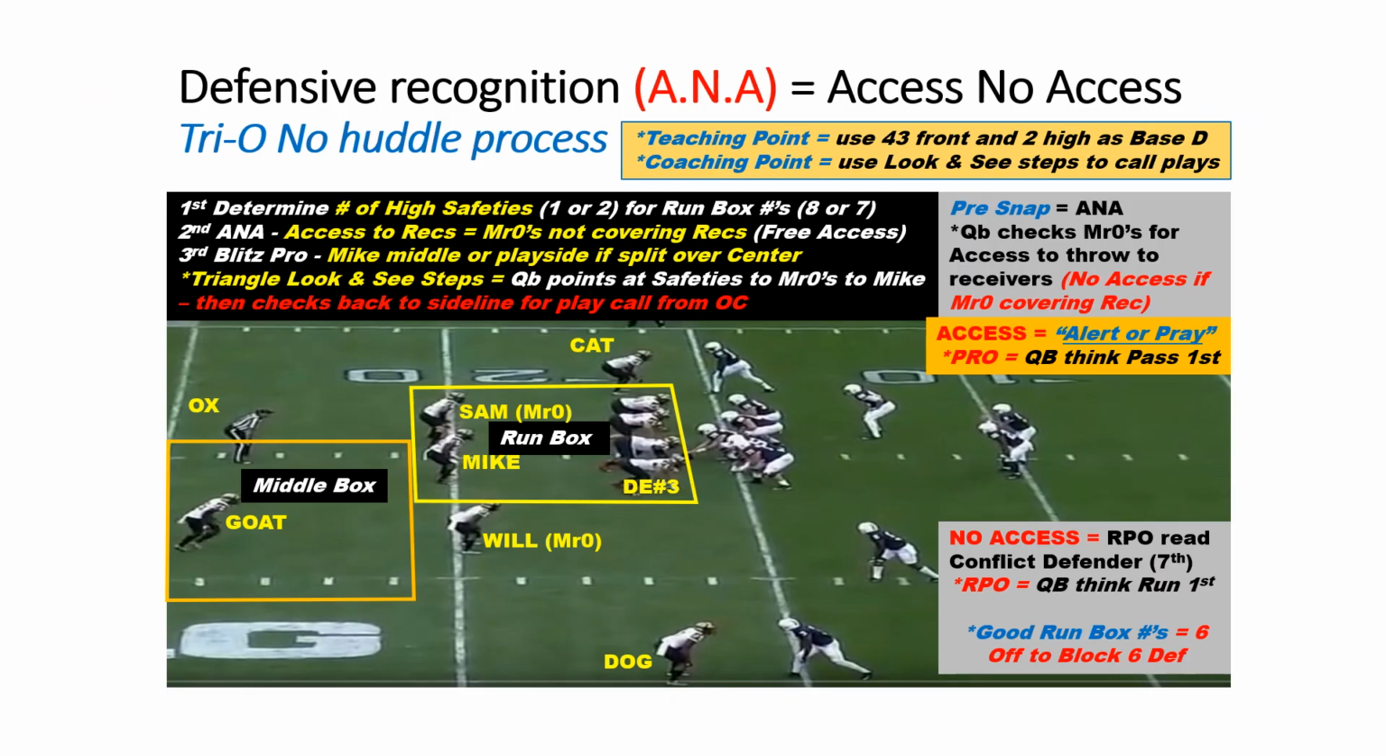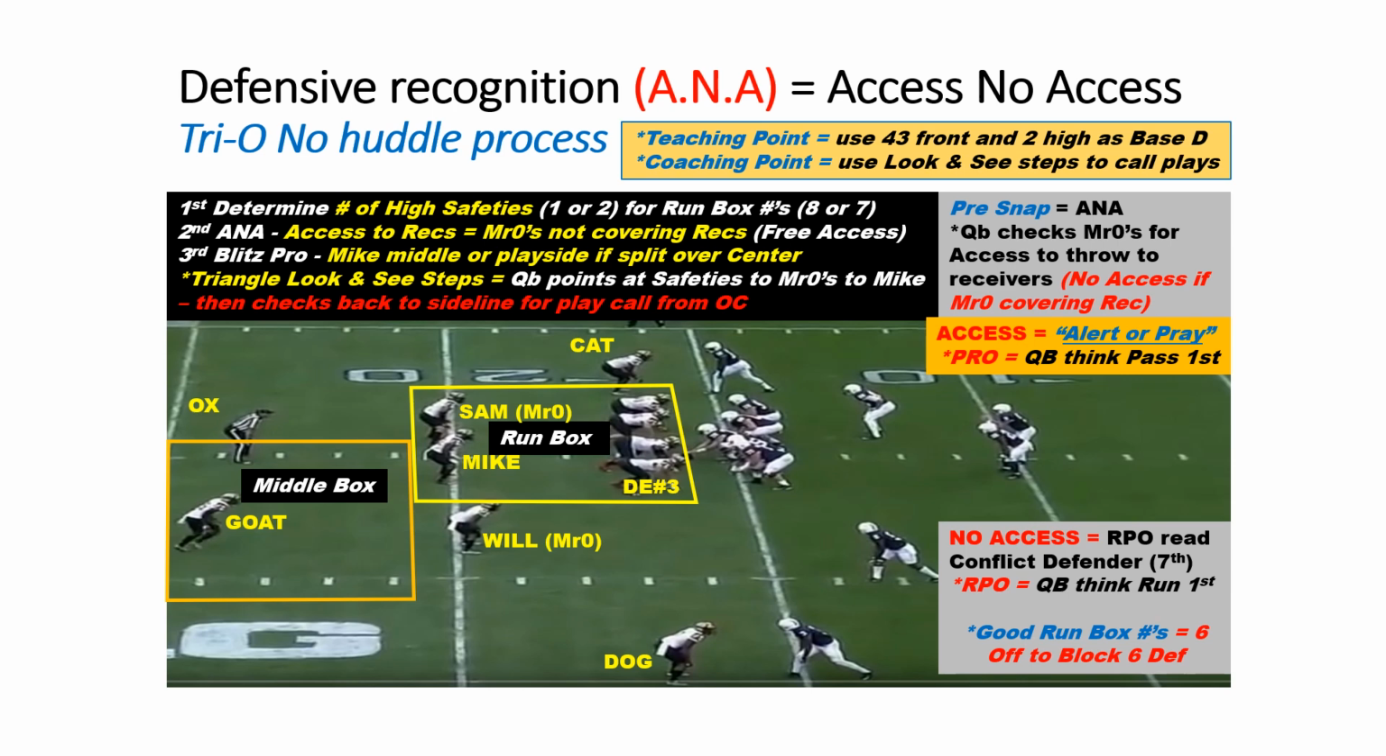First thing we have to do with every play is determine defensive numbers. We do this with a process called ANA, access, no access. Quarterback and OC will determine the number of high safeties first, 1 or 2. Next, we go down to the linebackers, second level. We're going to look at those outside hanging linebackers, which we call Mr. Zeros, and determine if they are defending the receiver or defending in the run box. If they are in the run box, we say we have access to throw. If they are outside defending the receiver outside the box, then we would say we have no access.